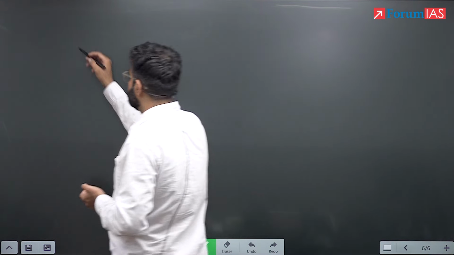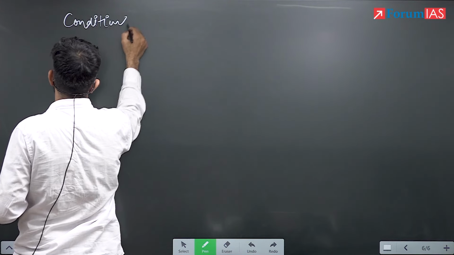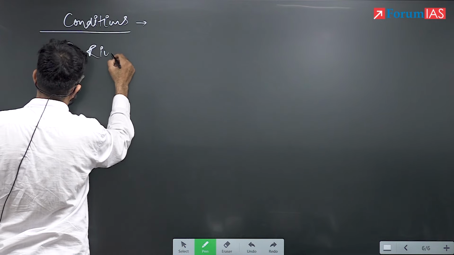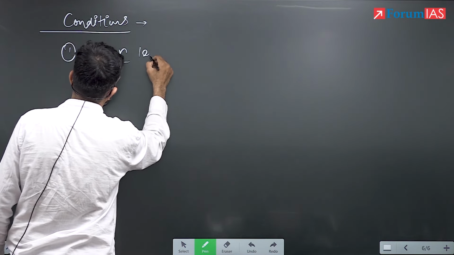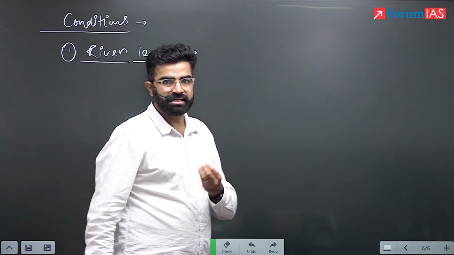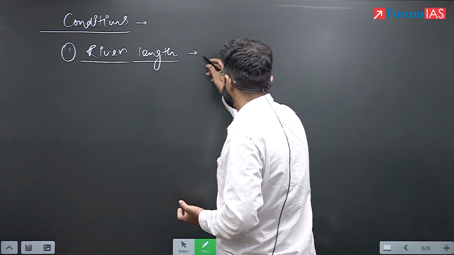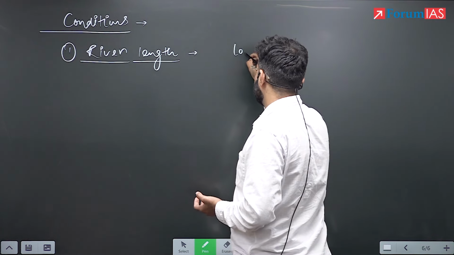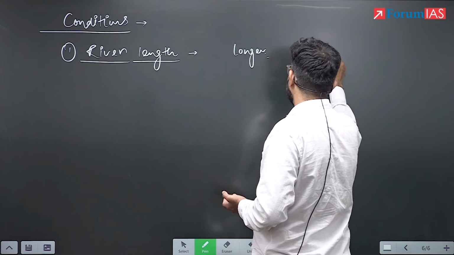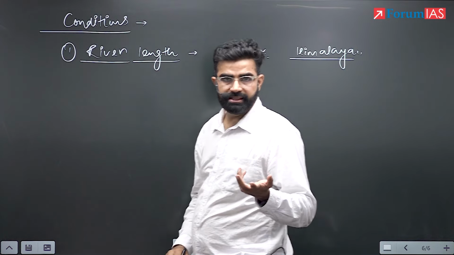Number one, conditions for the formations we are learning. Number one, the river length. Obviously, if the length of the river is shorter, then what will happen? It will bring lesser sediments, which is not required. We need more sediments, right? So the river length must be longer. For example, Himalayan rivers are making the great deltas. The example: Ganga-Brahmaputra delta.